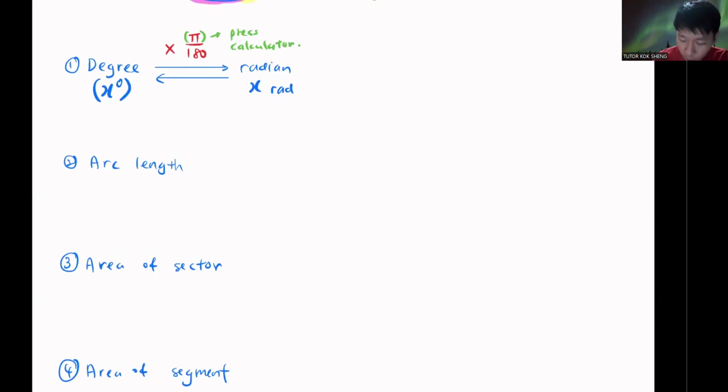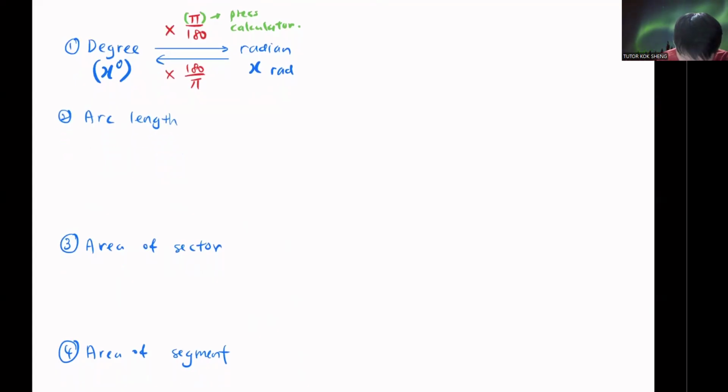Okay, the first part should be okay for you. Then continue: radian, convert back to degree. It is reversed, so your formula is also reversed: multiply by 180 over pi. This is not a big issue, very simple. The first formula is done. This formula is not given in the exam, so you need to memorize it.